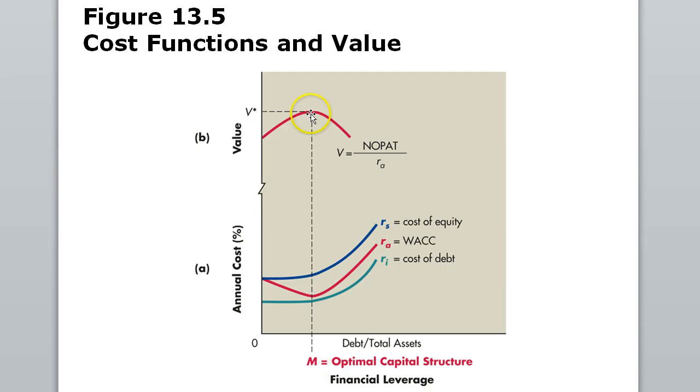At the optimal level of value, we also would have the lowest cost of capital, the weighted average cost of capital. If you take the cost of debt and the cost of equity, the weighted average cost of capital is an average in the middle. So the optimal capital structure is the point at which the weighted average cost of capital is the lowest, which gives us the highest valuation for the firm, and that's mathematically true here. NOPAT is not going to change in this scenario. What's changing is the rate. So where the weighted average cost of capital is lowest is going to generate the highest value for the company.